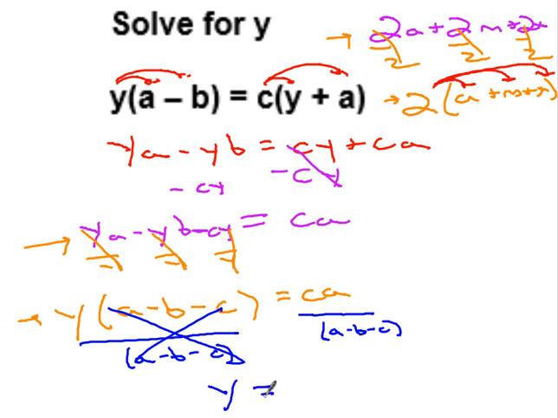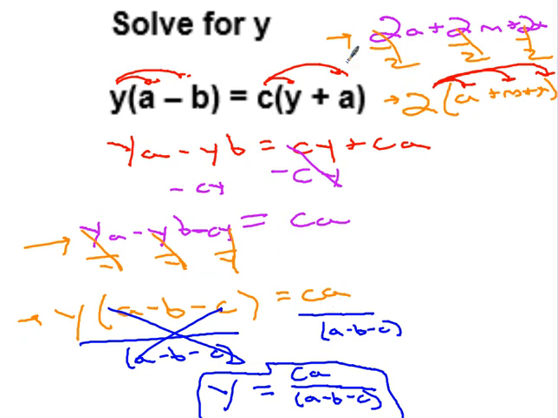So the reason why I factored was because it got me down to just one single y. CA over a minus b minus c, and I am done. I solved for y. This is tricky. Factoring is tricky, but the reason why we factor sometimes is it consolidates and lets us do this division right here.